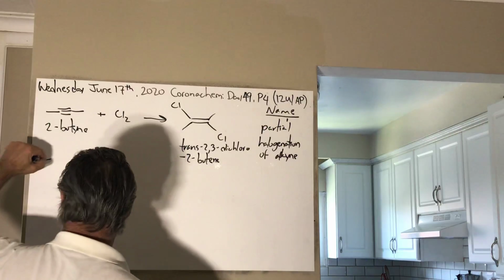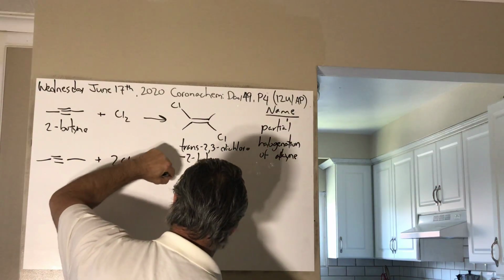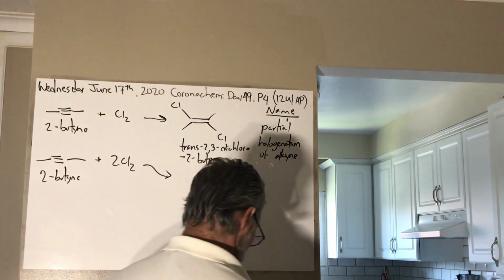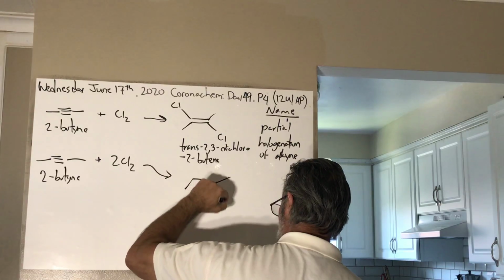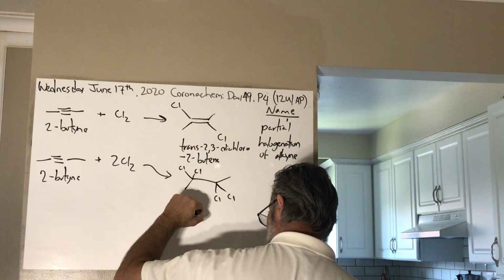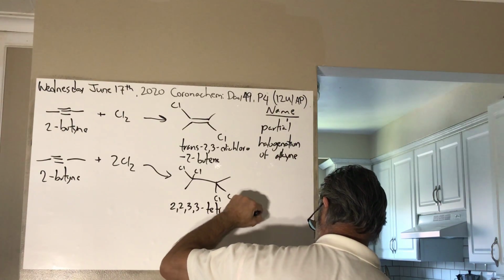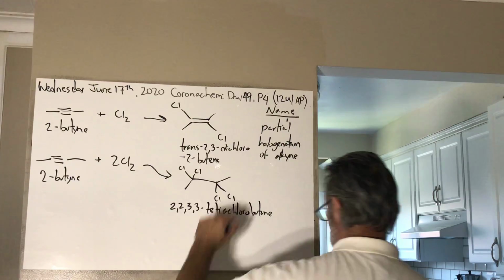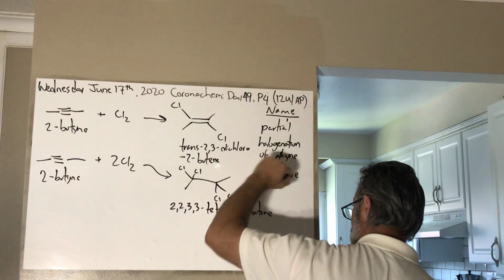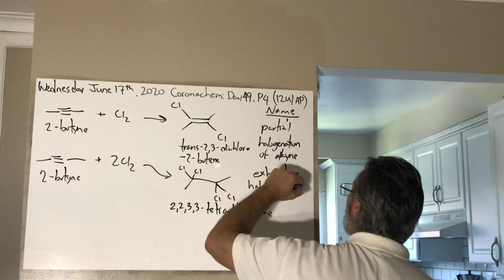If you were to expose the same molecule to more chlorine, to a higher concentration or pressure, I don't know the exact conditions, but again, 2-butyne as a starting product, you would get more chlorination of the molecule. So now what you would get is 2,2,3,3-tetrachlorobutane. And that's called exhaustive halogenation of an alkyne.